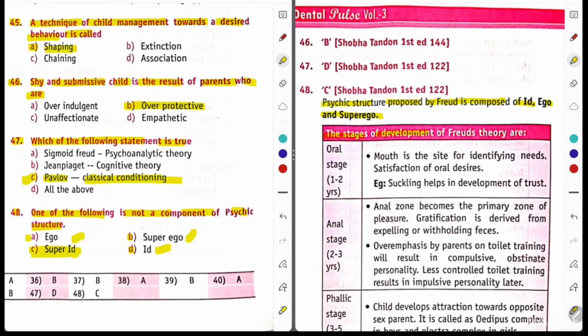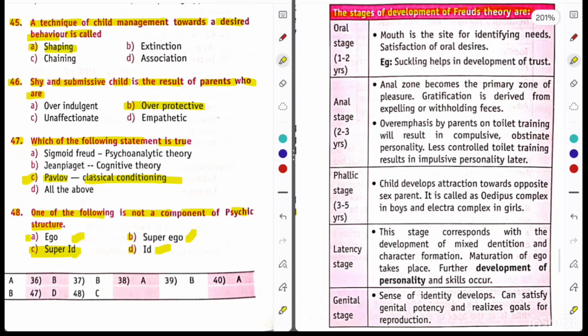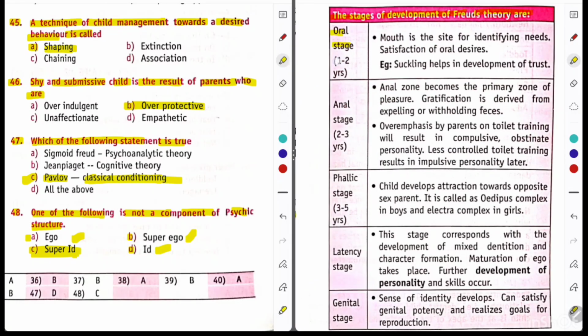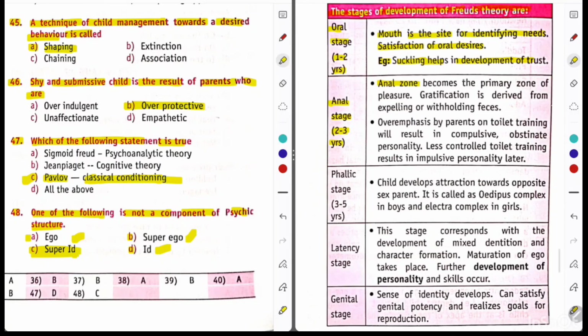The stages of development of Freud's theory are oral stage, when the child is between 1 to 2 years. Mouth is the site for identifying needs, satisfaction of oral desires. For example, suckling helps in development of trust. Anal stage, it is when the child is between 2 to 3 years. Anal zone becomes the primary zone of pleasure. Gratification is derived from expelling or withholding feces.